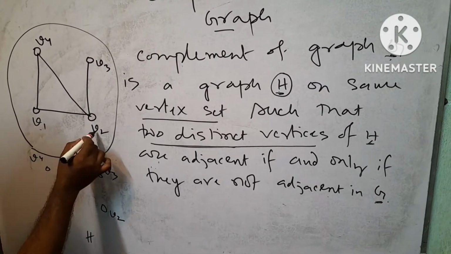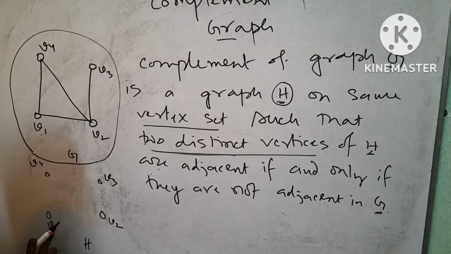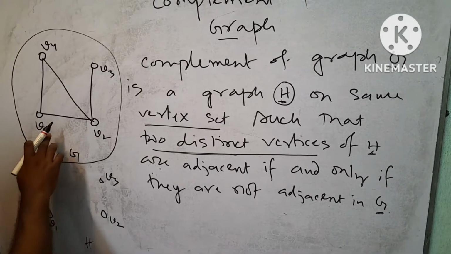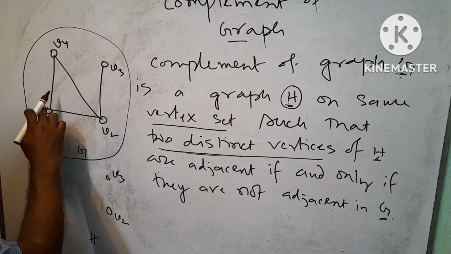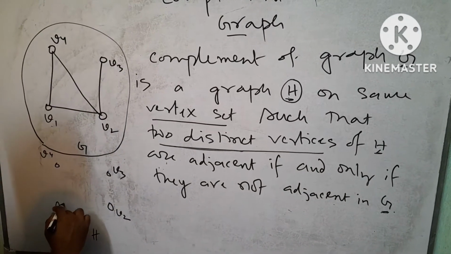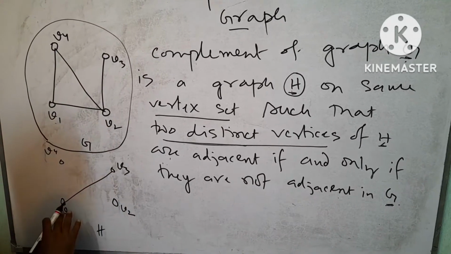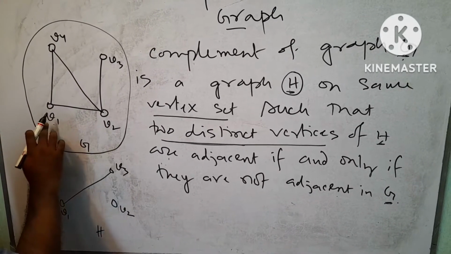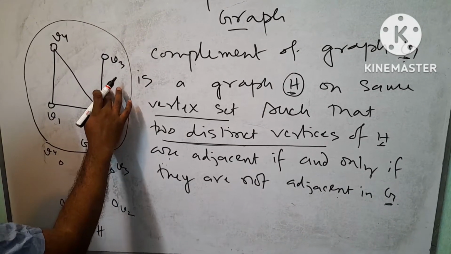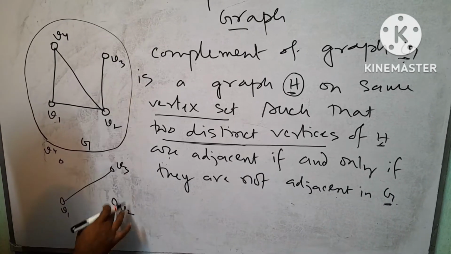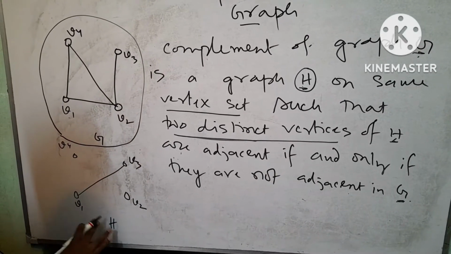Now see, V1 and V2 are adjacent in G. So these are not adjacent in H. V1 and V3, these two vertices are not adjacent in G. So they are adjacent in H. V1 and V4, these are adjacent in G. So they are not adjacent in H. Okay. V2 and V1, they are adjacent in G. So they are not adjacent. V2, V3, they are adjacent here in G. So they are not adjacent in H. V2, V4, they are adjacent in G. So they are not adjacent in H.